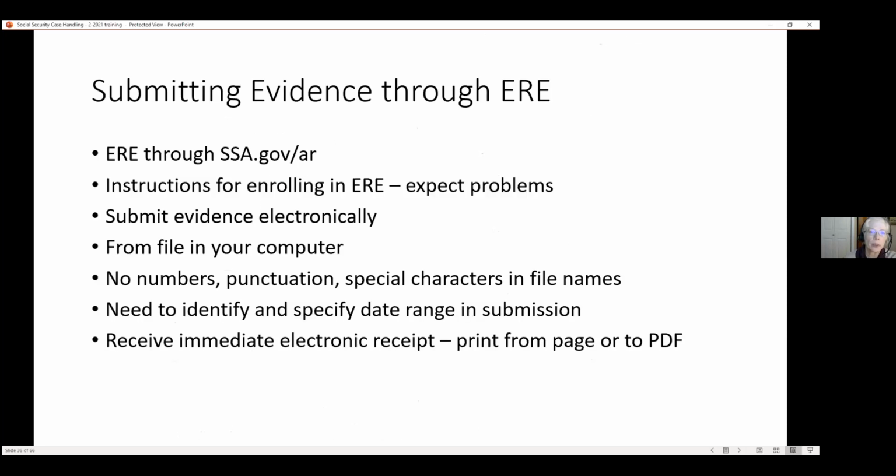So you want to have it. You don't want to throw it away. You want to make sure you have it because that's what you can use if you don't have anything else. But you don't want to use the barcode if you can avoid it. What you want to do is submit it through the ERE.